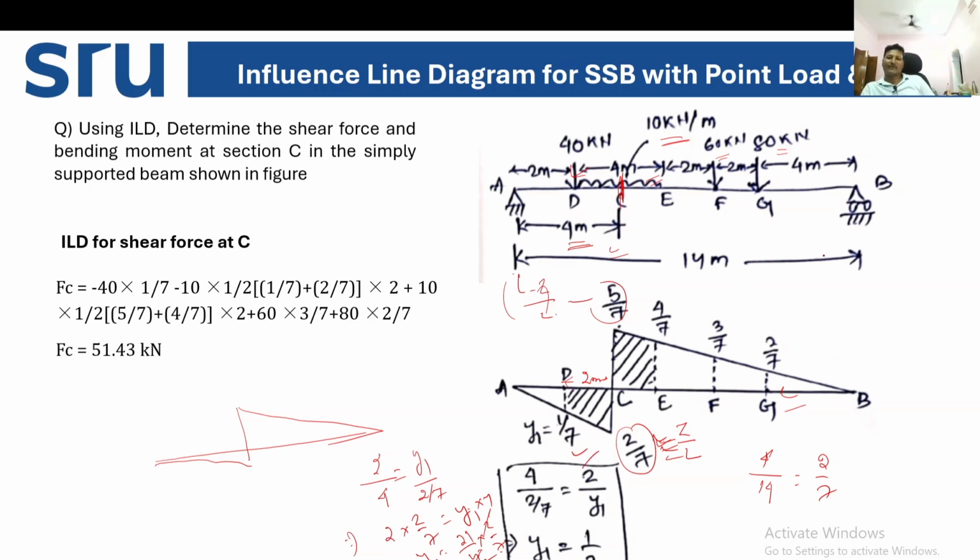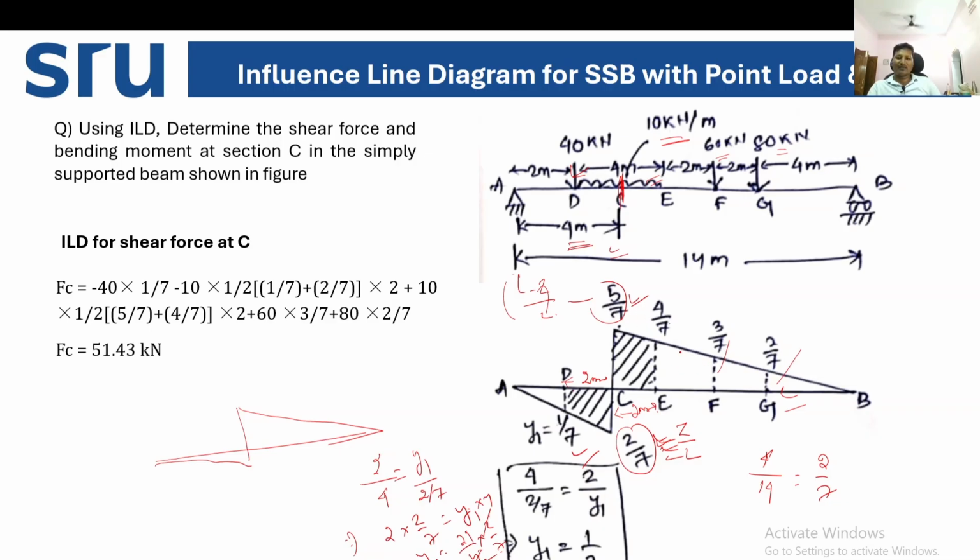In a similar way, we can find out the ordinates of the positive side. Here the maximum ordinate is 5 by 7. Use the similar triangles, the bigger triangle and the smaller triangle, and we can find out the ordinate here. Why are we calculating the ordinate here? The distance is 2 meter from the maximum ordinate, because the head of the UDL is situated 2 meter from point C. So after 2 meter, calculate this ordinate. Right. So use the similar triangle formula.